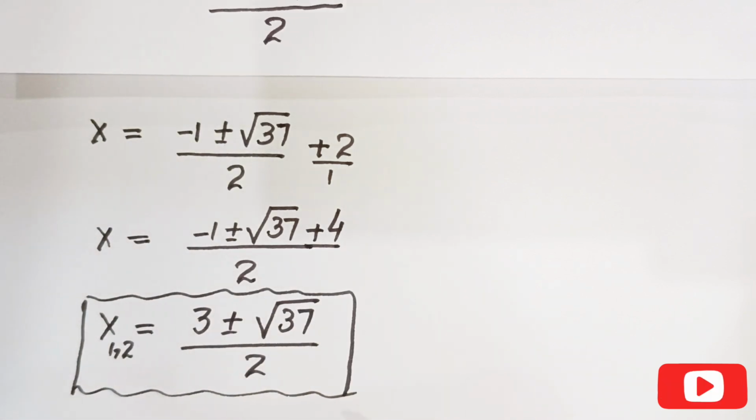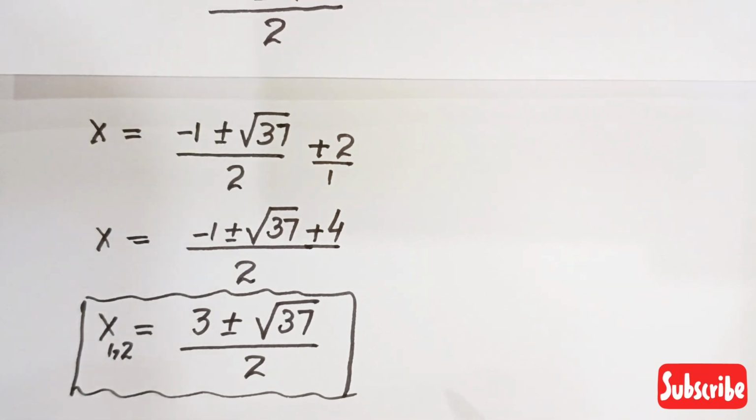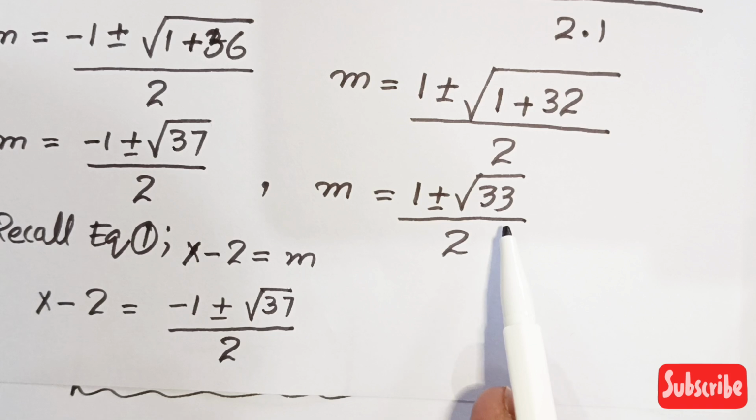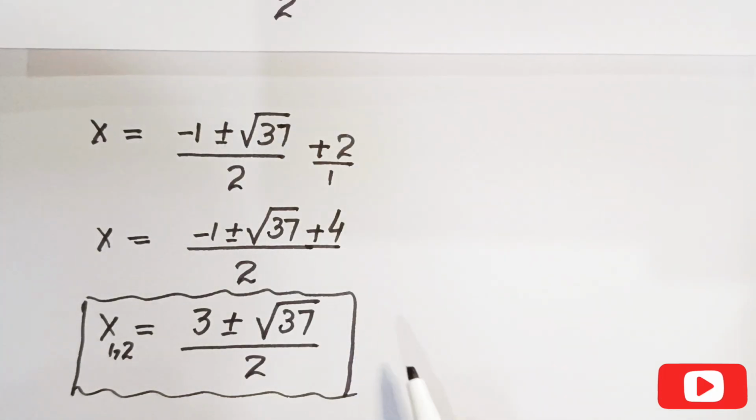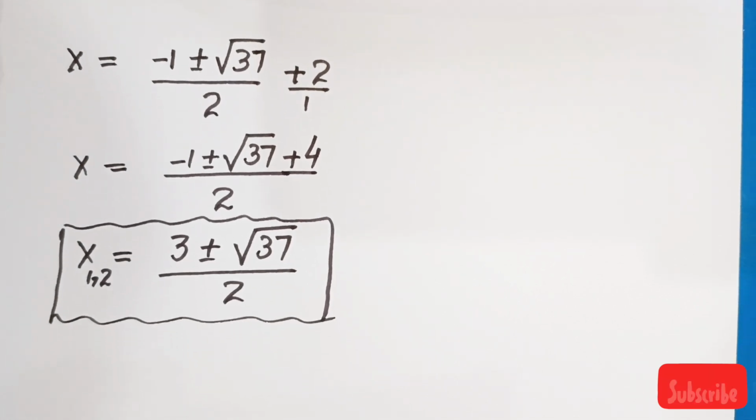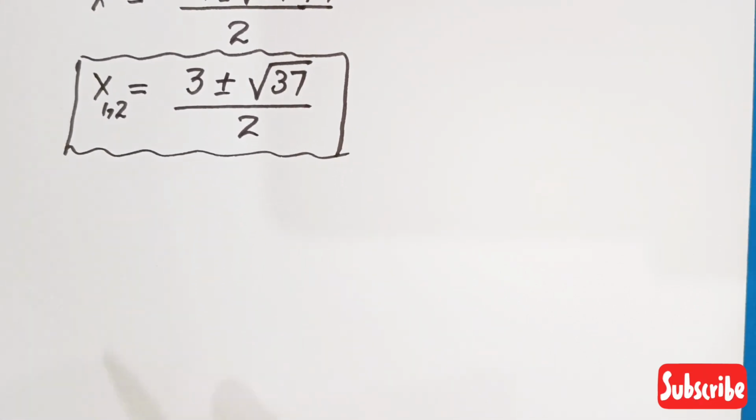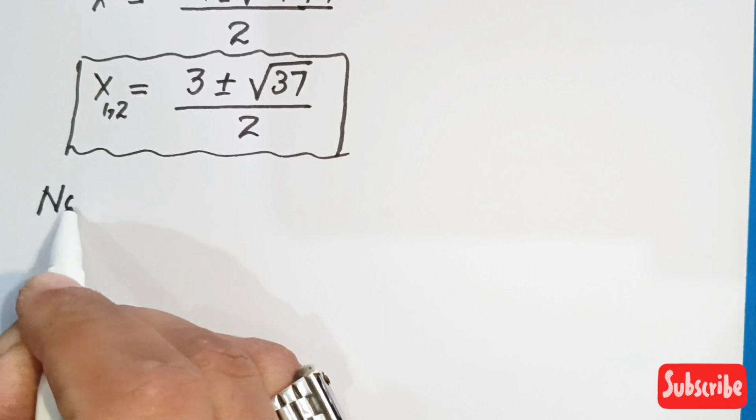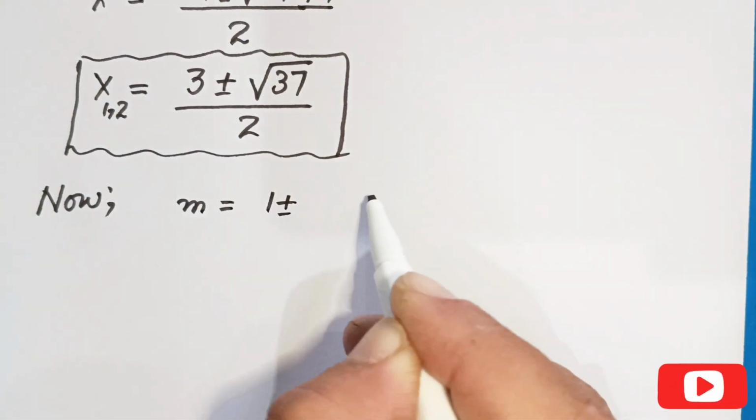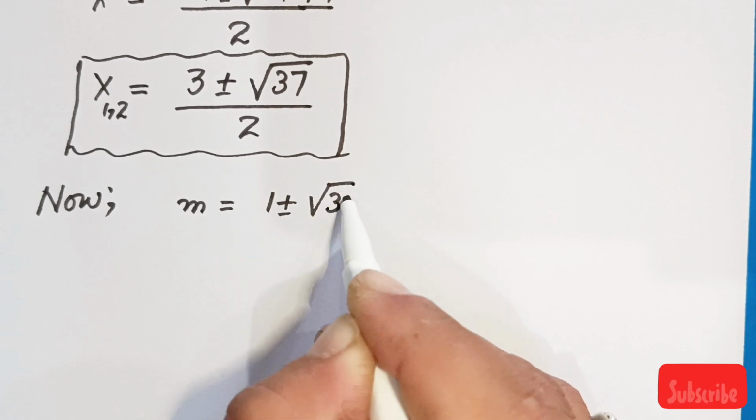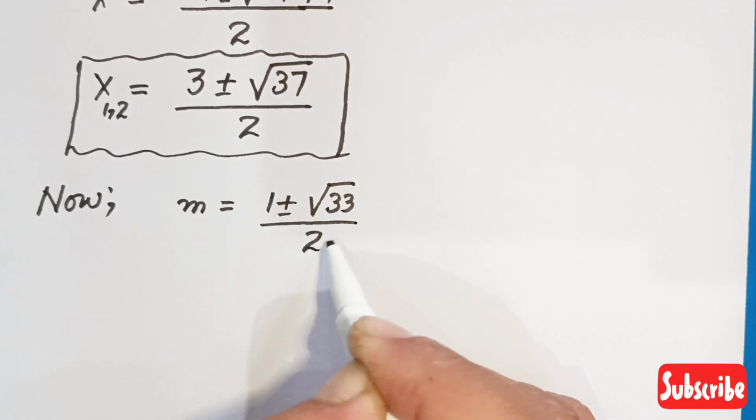Now we are going to use our next value of m, which is m is equal to 1 plus minus square root of 33 divided by 2. So here we have that m is equal to 1 plus minus square root of 33 all over 2.